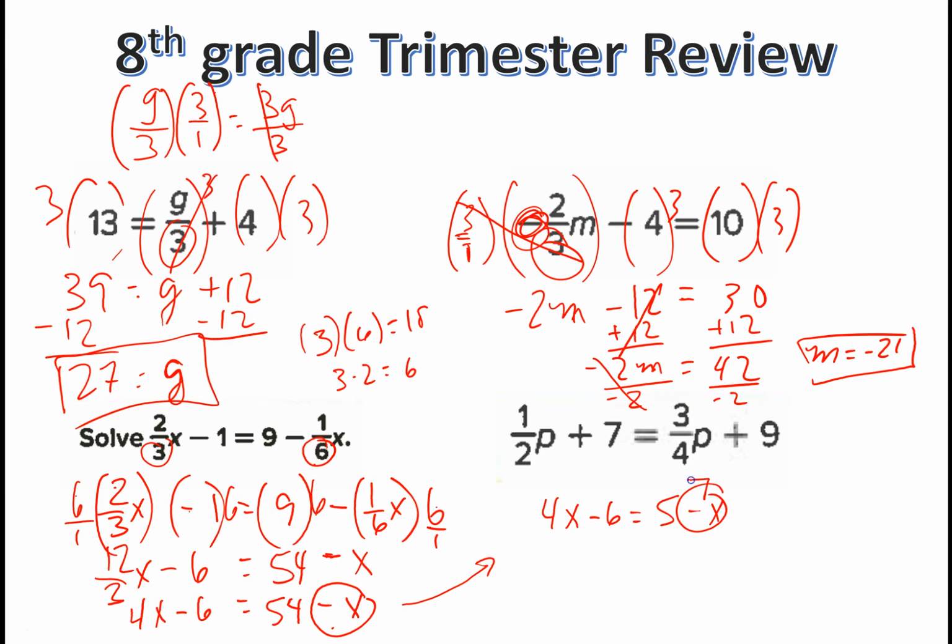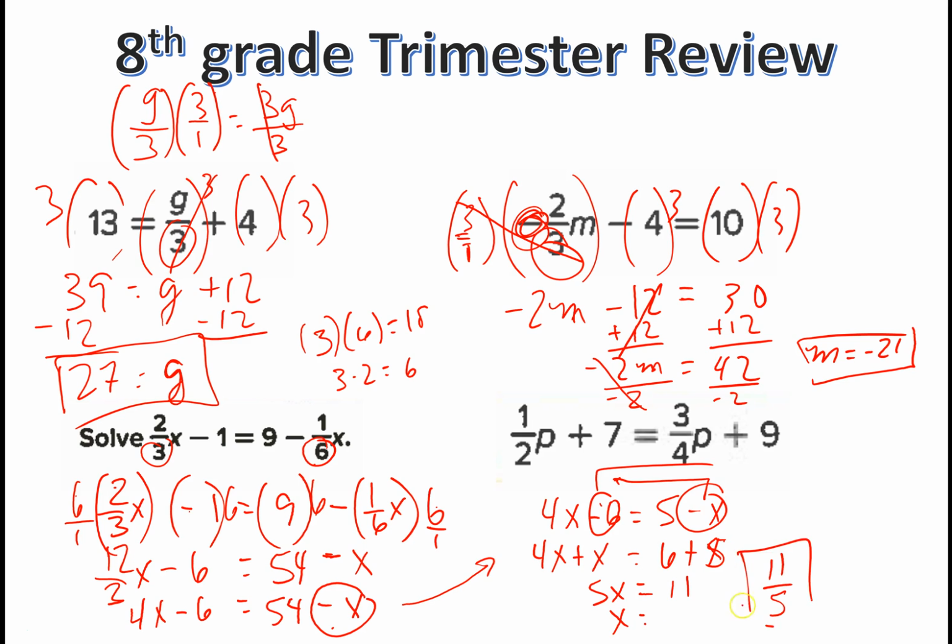I'm going to move this one over here. So I get 4x plus x. And this goes over here and becomes positive. Equals 6 plus 5. So 5x equals 11. X equals 11 divided by 5. We'll leave it at that.